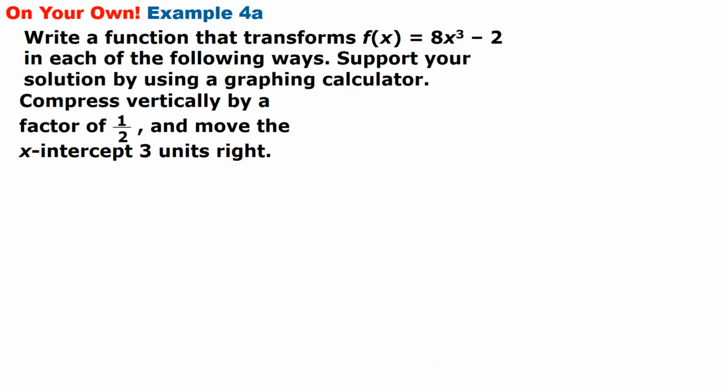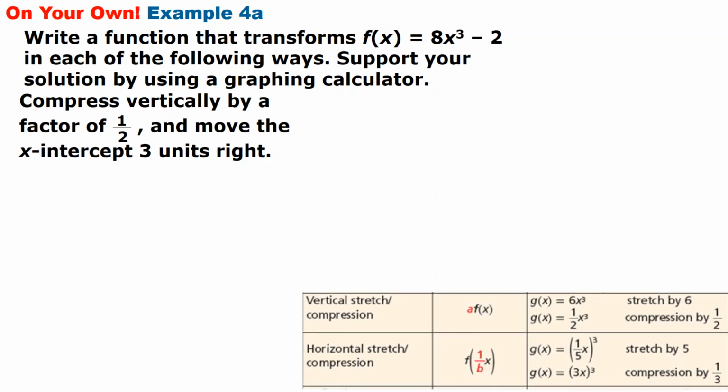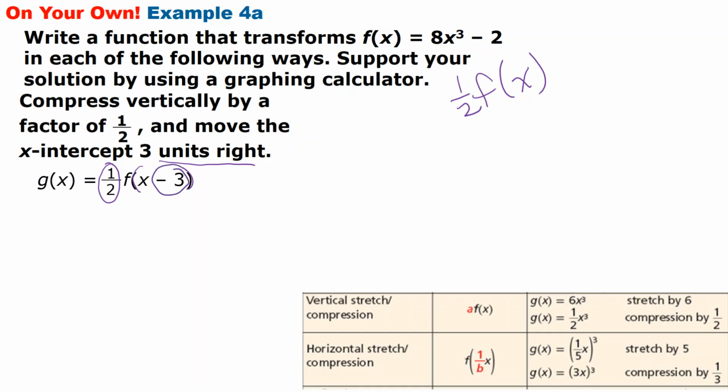All right, so in this one, it says that we're going to compress vertically by a factor of 1/2. So that tells us that we're going to take f of x and compress it, so we're going to put a 1/2. Then we're going to move the intercept 3 units to the right. That's horizontal, and we're going to the right, so remember, that's going to have to be a minus 3. So here's what we have. 1/2 is a compressing of our y. And then I need to move 3 units to the right, so that's horizontal, so it's snuggled up with my x, and it's going to the right, so I have to say minus 3.